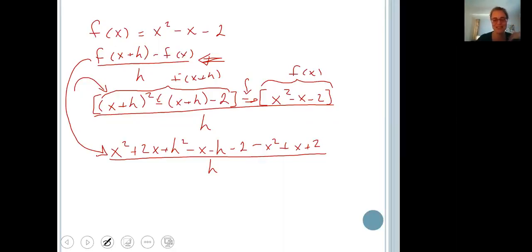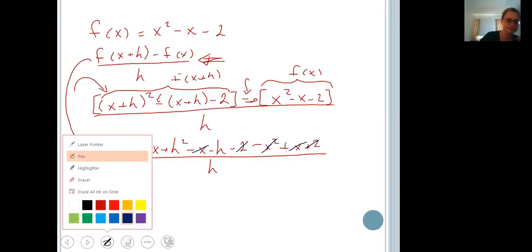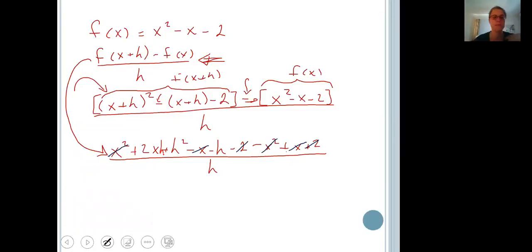All right, deep breath. Now, let's cross out things that will cancel and simplify where we can. We've got an x squared minus an x squared. We've got a negative 2 plus a 2. Oh, hey, this isn't looking so bad. And I've got a negative x plus an x. Oops, I missed one. This is 2xh. There we go. Okay, so now what do I have? I have my difference quotient.